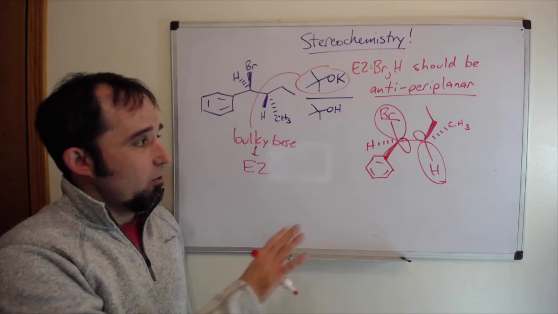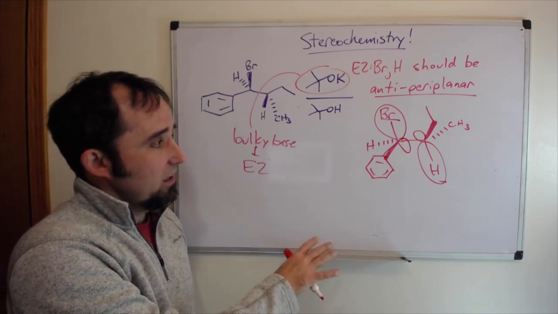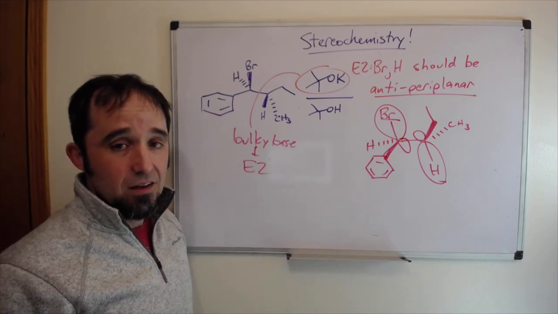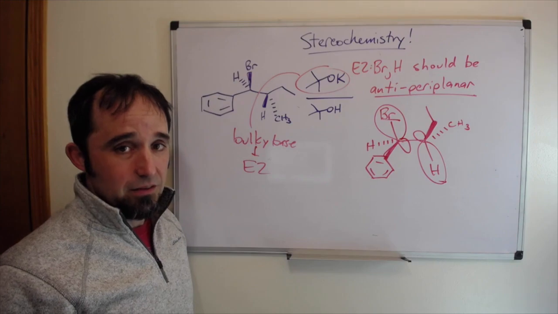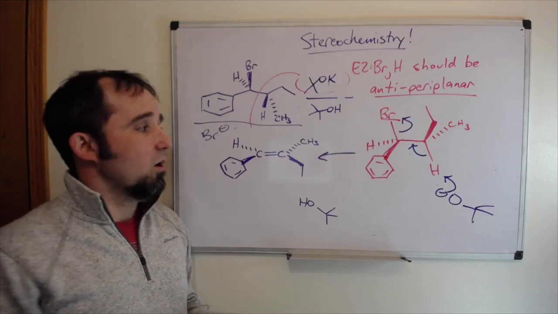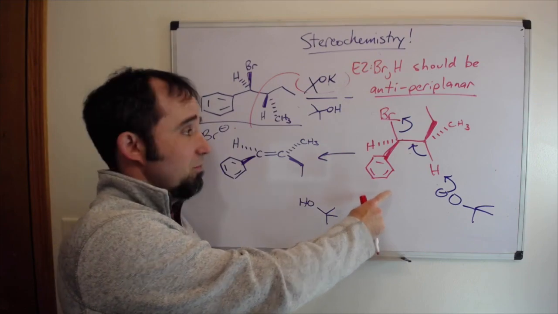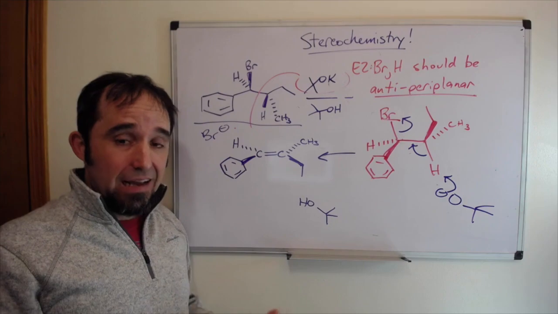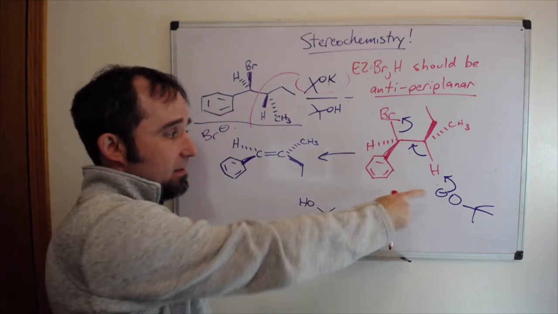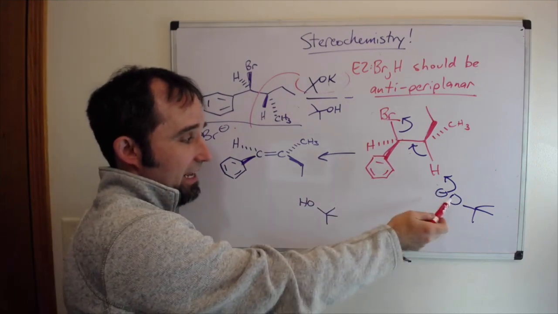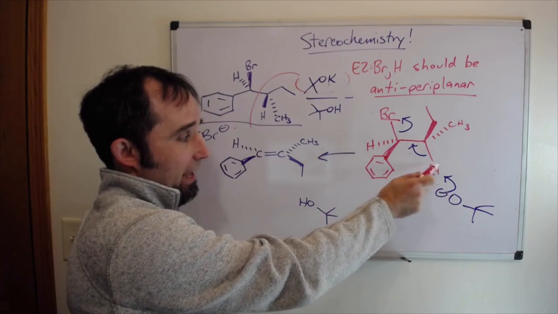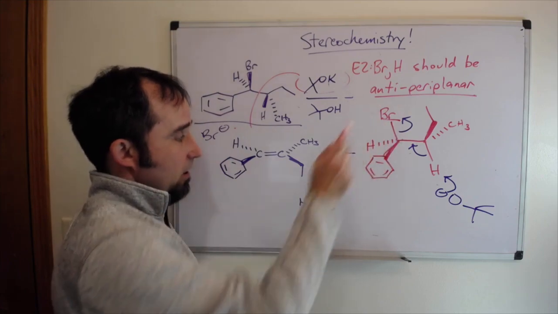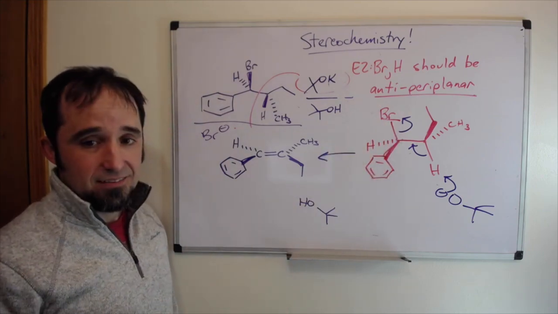And so you can check my work here. I think I've done it correctly where I've got the configuration at both of those carbons correct. But again, you can fact check me on that. So now that I've drawn my compound with my H and my Br anti-periplanar, now I can do the reaction. So base is going to come in, take that proton, again, mind the arrows. That electron pair is going to come make a pi bond. That electron pair goes with the bromine. It looks something like this.